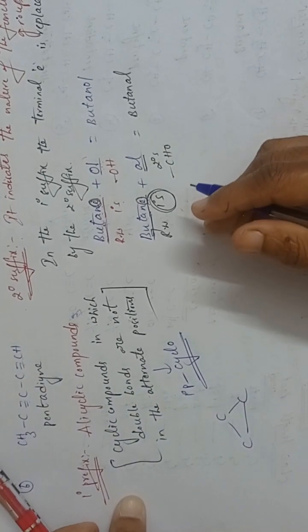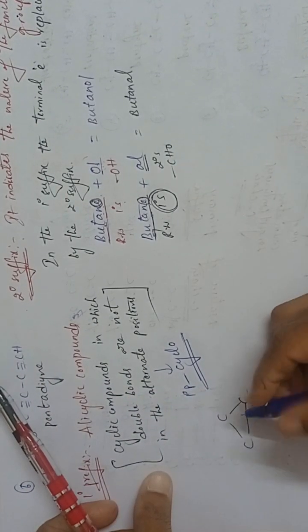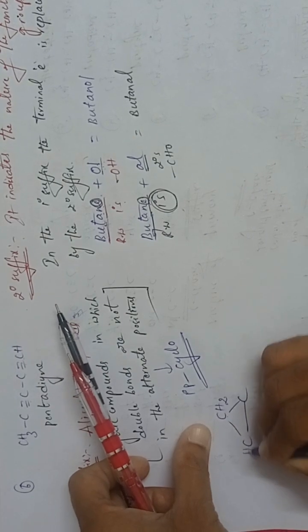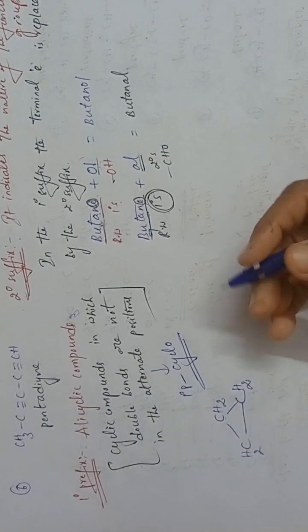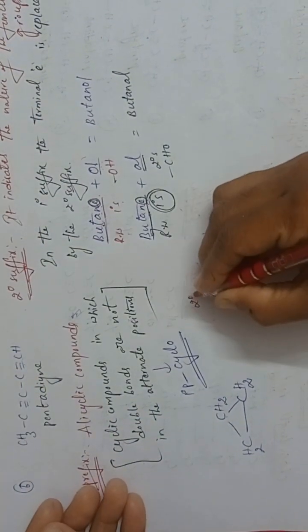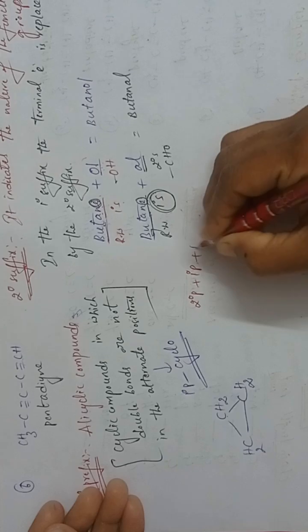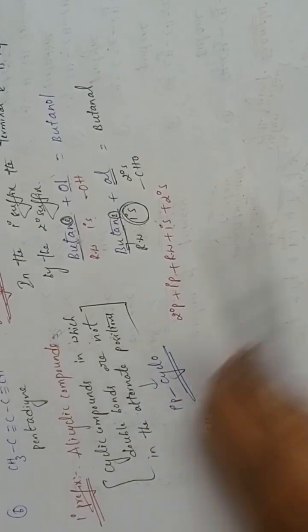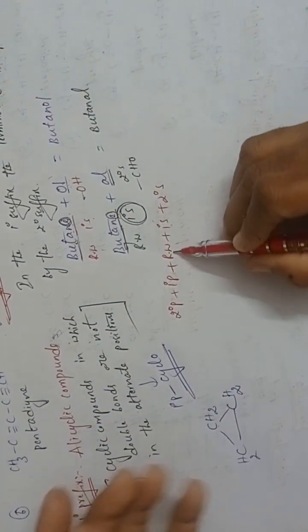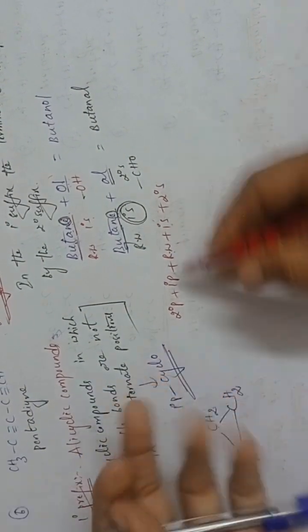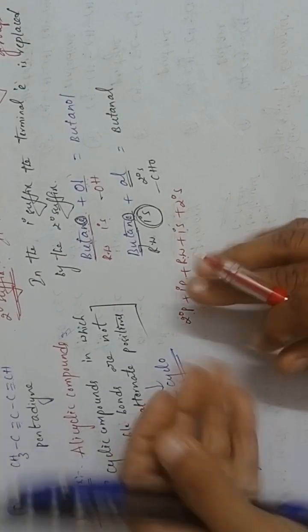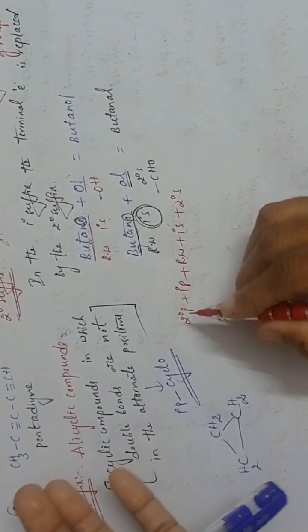This is a closed chain compound. Around each carbon two bonds are there, and take two hydrogens here, H2, here H2. What is the compound name? The formula I told you, students: secondary prefix plus primary prefix plus root word plus primary suffix plus secondary suffix. Root word means number of carbon atoms. Secondary prefix we have not discussed yet, so leave it.